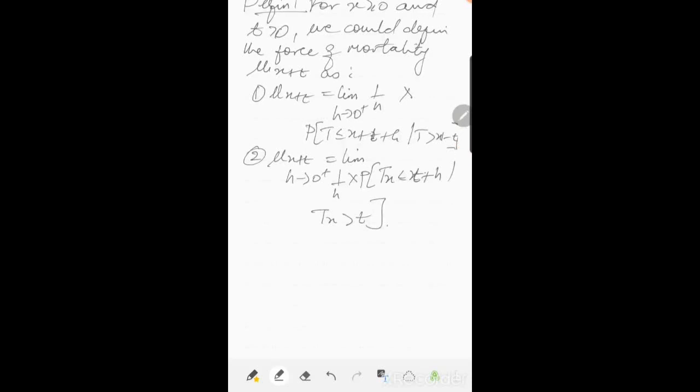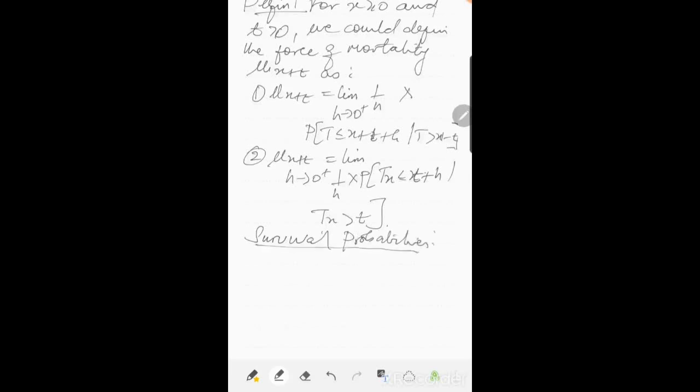Now we look at survival probabilities. Under survival probabilities, we're going to look at the relationship between S(t) and S(x+t) over S(x) probabilities.